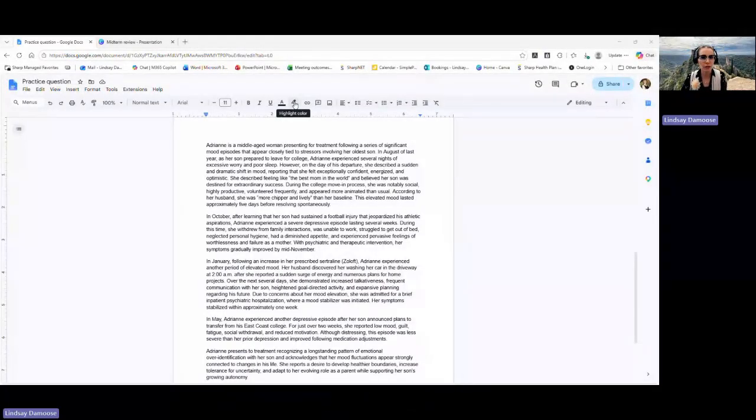I'm going to try to succinctly outline this as we go through. I've just found it's kind of starting and stopping, but I'm going to read this. Adrienne is a middle-aged woman presenting for treatment following a series of significant mood episodes. Okay, so right there we have information that she has mood-related episodes, so we're going to maybe anticipate highs and lows.